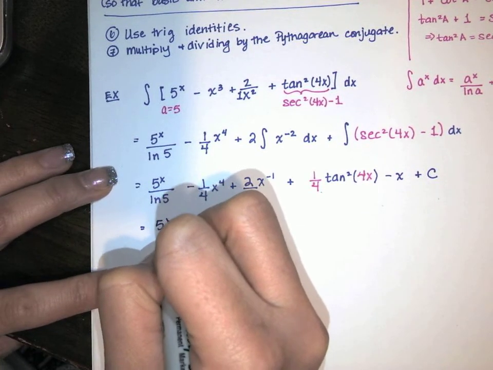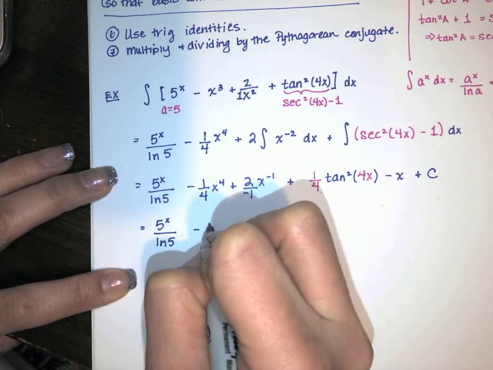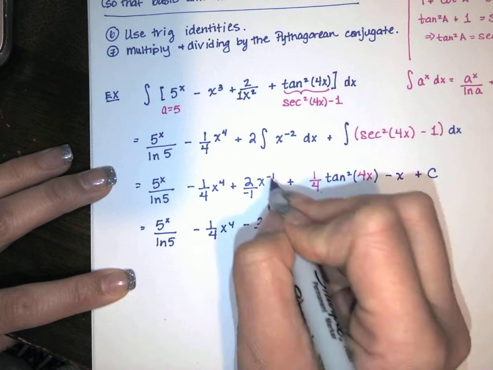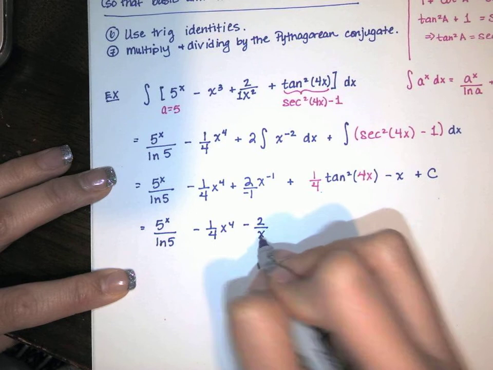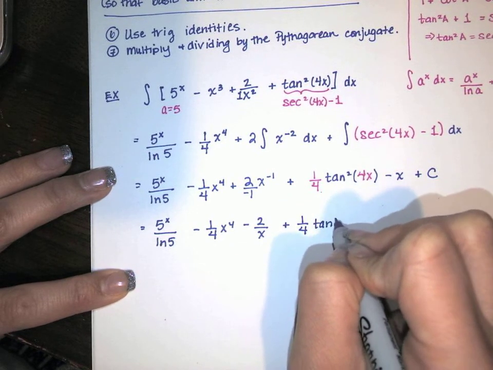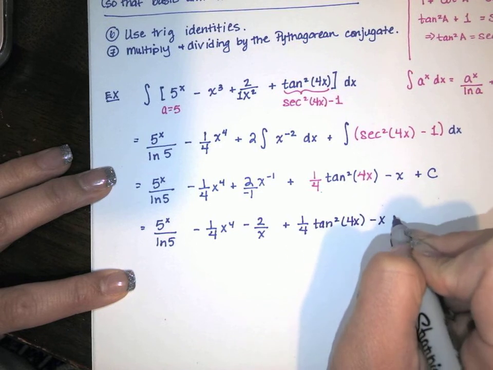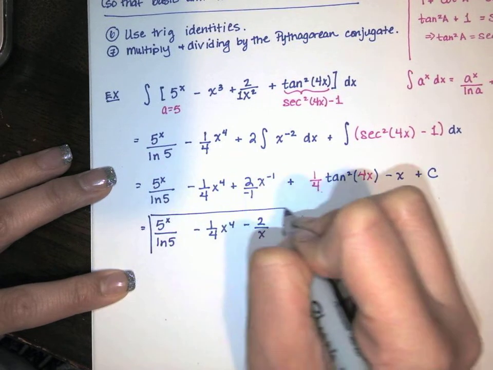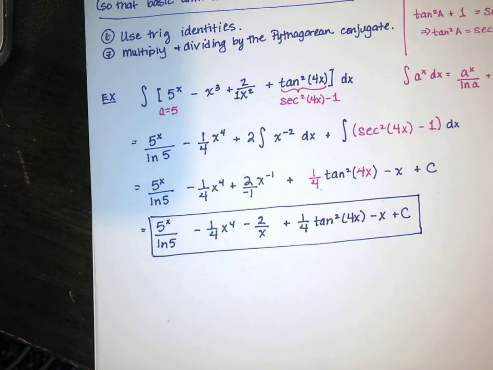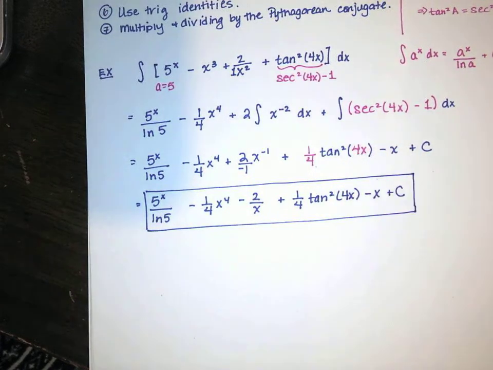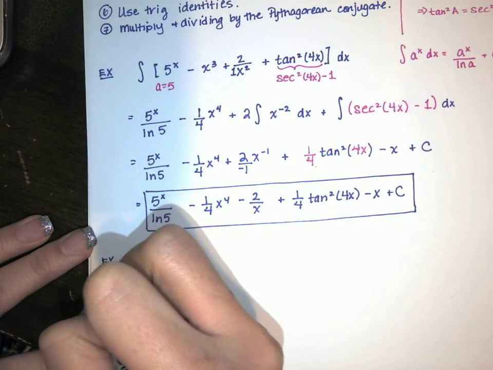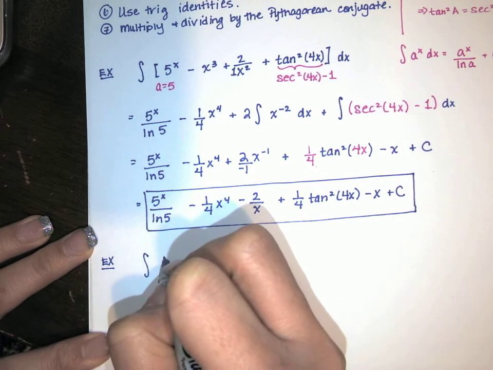So I'll write it a little prettier. That's a minus 2. That x to the negative 1 is going to be an x in the denominator. All right, so there we are. So that's using trig identities just for that piece, and then we reviewed some other basic rules. Now here's another one where trig identities would come in handy.